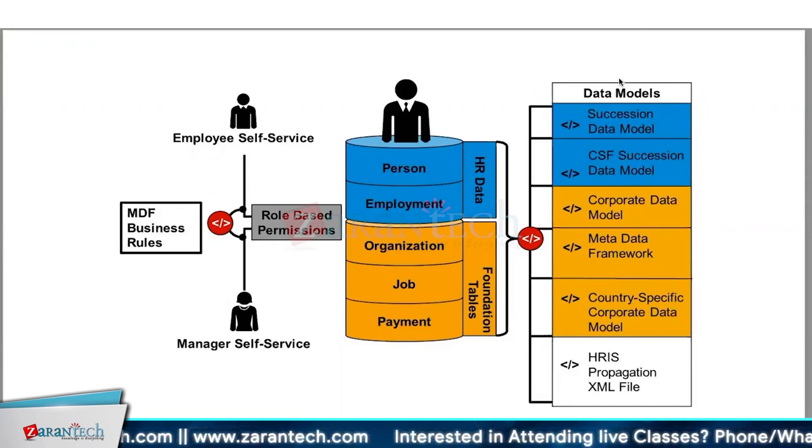In that, these first three: succession data model, country specific succession data model. The CSF stands for country specific, guys. Next, corporate data model, and the fifth one, country specific corporate data model. The first three and the fifth, those are the 4 XML files actually. This in between, metadata framework, is not an XML. The first three, succession data model, country specific succession, corporate, and the country specific corporate. First three and the fifth one, those are the 4 XML files.